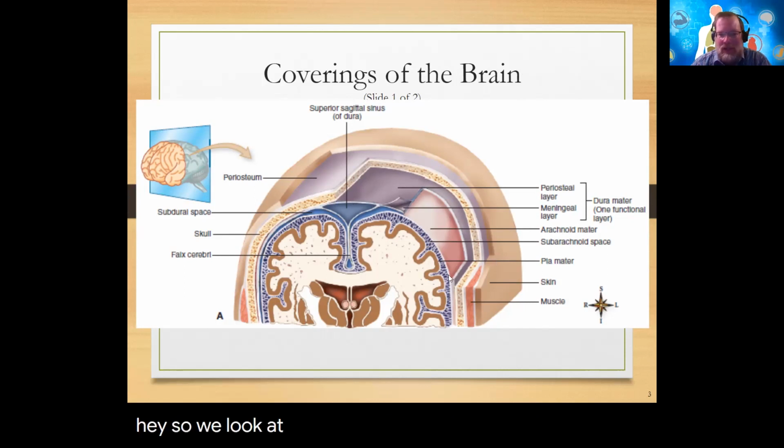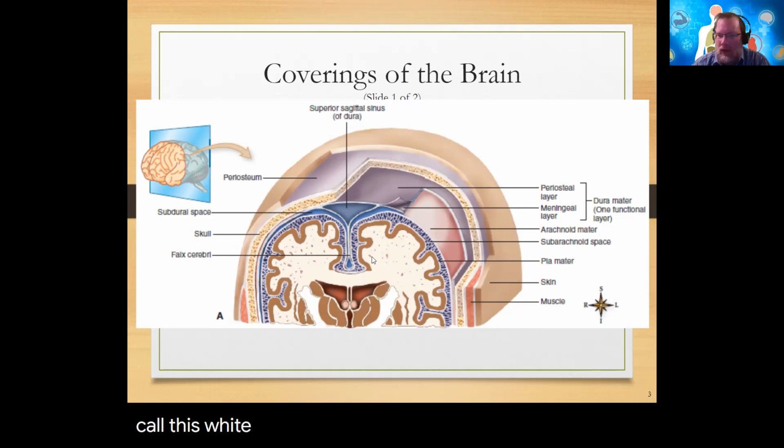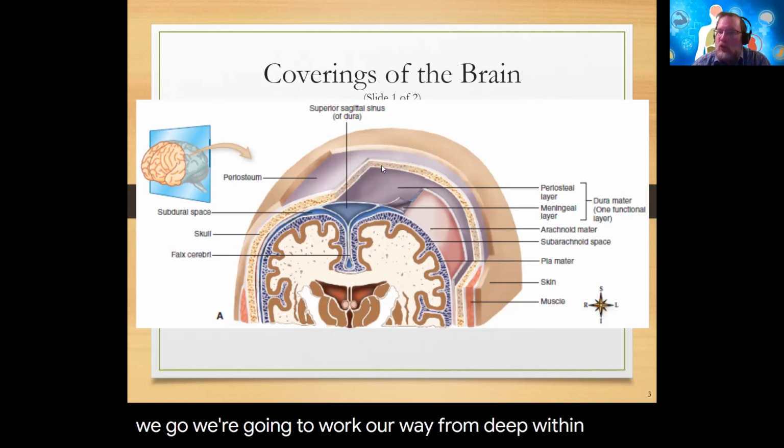Okay, so we look at these coverings, and first, one thing we notice right away with the brain, looking at a coronal section or a frontal section, is that the brain tissue is lighter on the inside and darker on the outside. We call this white matter and gray matter. Generally, in the brain we would see white matter surrounded by gray matter. So keep that in mind. We'll see that in more detail as we go. We're going to work our way from deep within to superficial.